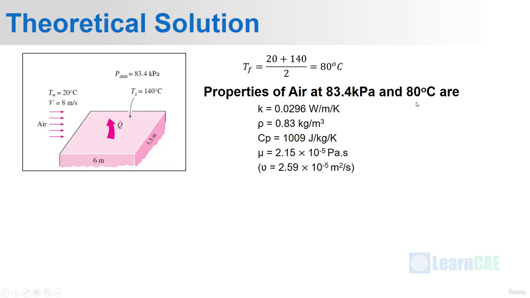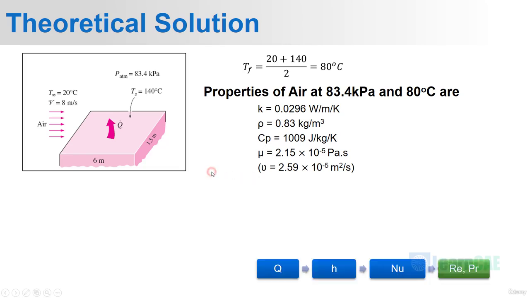The thermal conductivity k is equal to 0.0296 watt per meter per Kelvin, and other parameters like density, specific heat at constant pressure, dynamic viscosity and kinematic viscosity are given. We have to find out the net heat transfer rate for this flow problem. To find out the net heat transfer rate, we have to calculate the convective heat transfer coefficient, which will be calculated from the Nusselt number. We can calculate the Nusselt number from the empirical relation, which is a function of Reynolds number and Prandtl number.